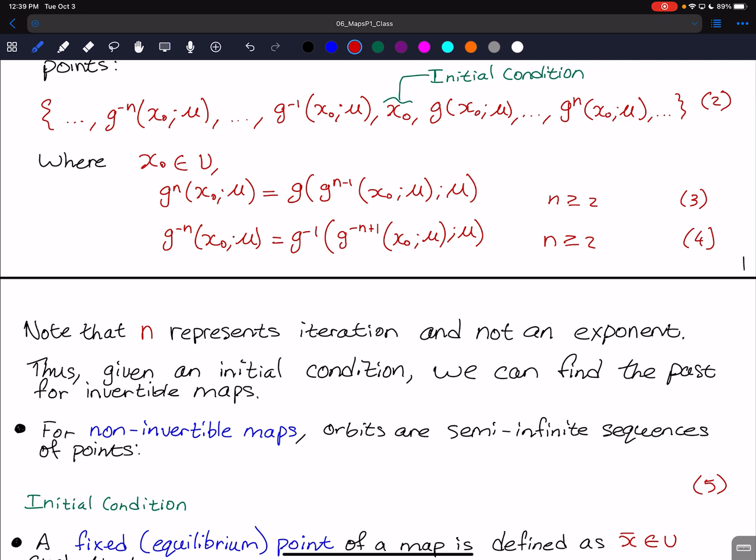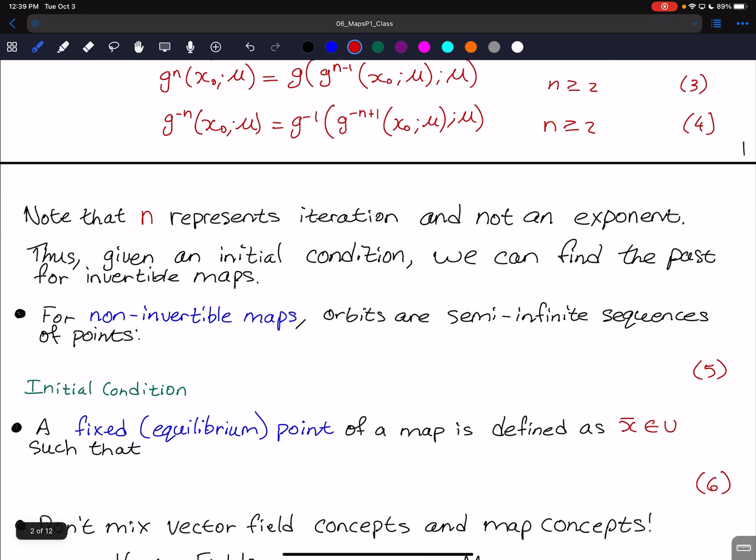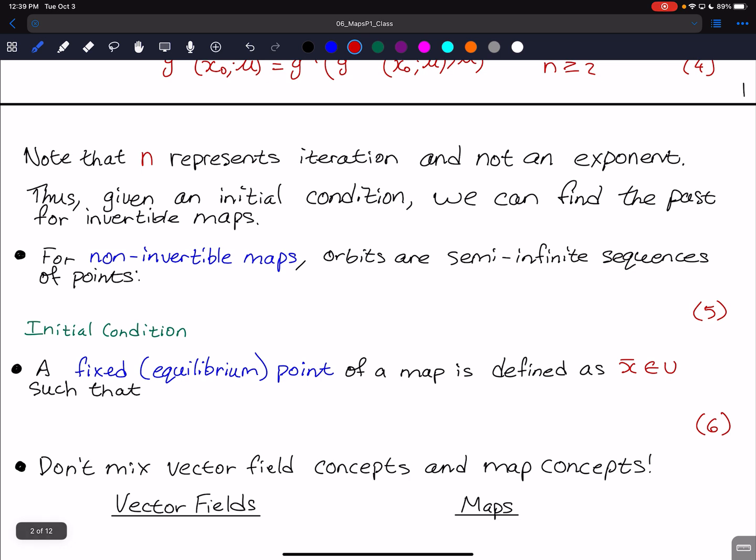And then, like I said, n represents the iteration here. It's not an exponent. So we're not thinking powers of g, we're thinking iterations of g. So again, for an invertible map, if we're given some initial condition, we could go backwards in time and compute the paths that led up to that initial condition.